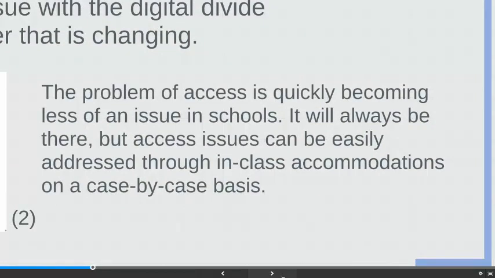It's always going to be there, okay? It's always going to be there. But access issues can be easily addressed nowadays through in-class accommodations on a case-by-case basis. So the simple rote digital divide, "all of my kids don't have it, so therefore I can't use a lot of tech in my class," is no longer an acceptable reason to not fully integrate, or at least begin integrating some technology components into your classroom.